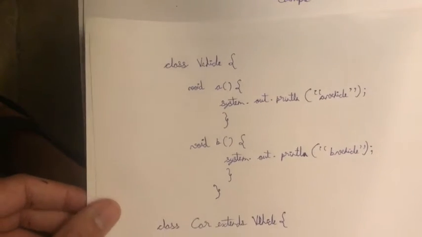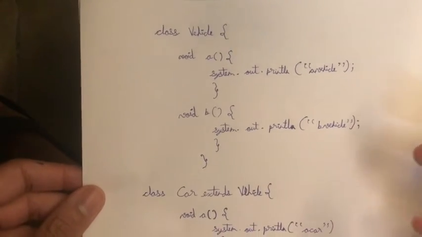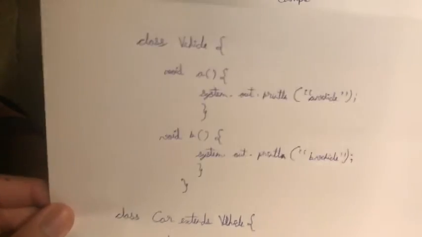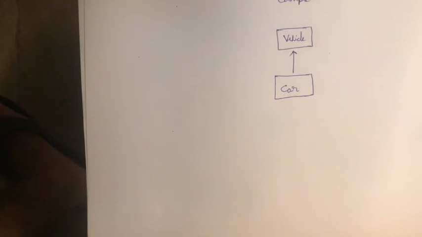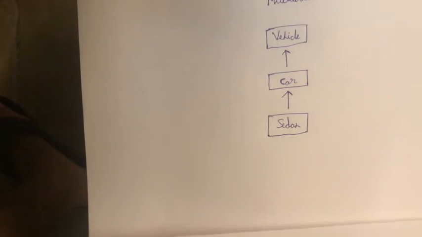Now we look at some different types of inheritance. The kind of inheritance that we already saw in vehicle and car is called simple inheritance, where there is one child class and one parent class. Next is multi-level inheritance. In this, we can have multiple levels of classes, where car derives itself from vehicle and sedan derives itself from car.